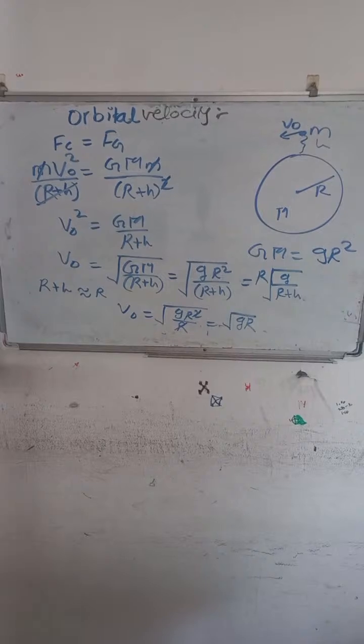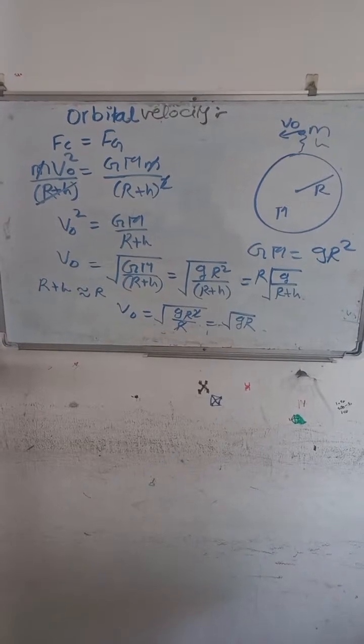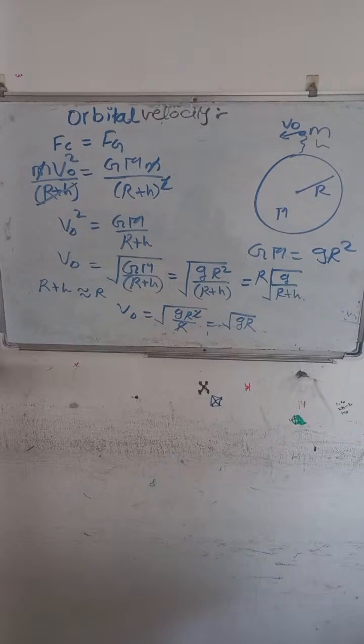Is everyone understanding? Okay, so take a screenshot, then we can discuss the relation between the escape velocity and the orbital velocity. Copy this. Take a screenshot.